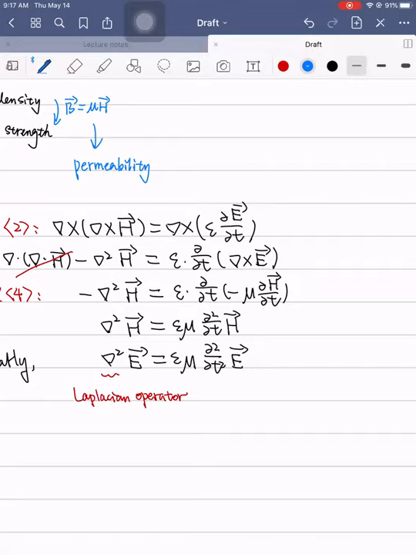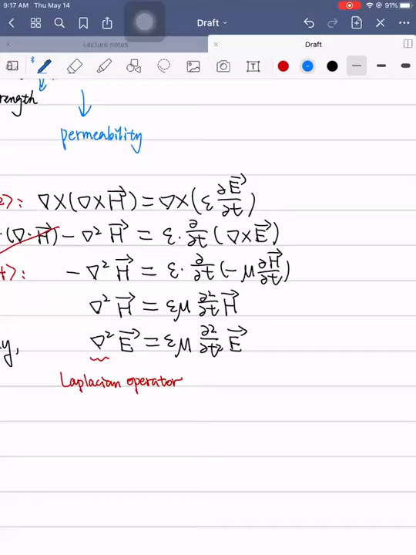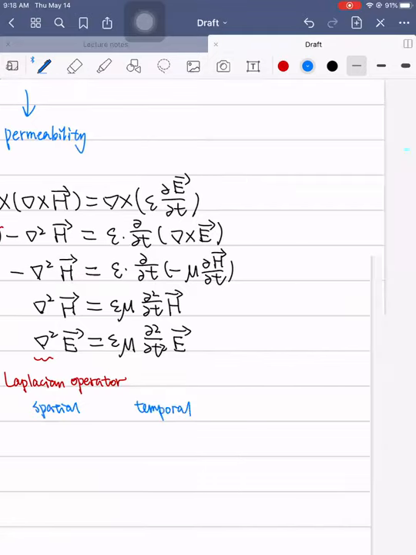So to sum up, the left-hand side tells us the spatial distribution of the electric field, and the right-hand side tells us the time information about the electric field. So these equations relate the time and the space. Time and space is a very important pair of quantities in physics. So I want to mark here, this is spatial, and the right-hand side is temporal.